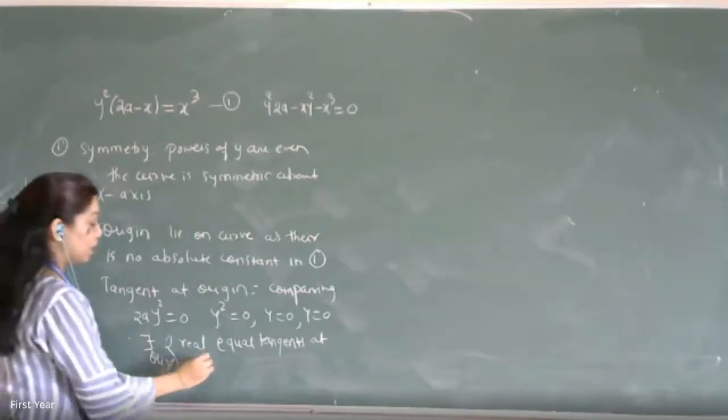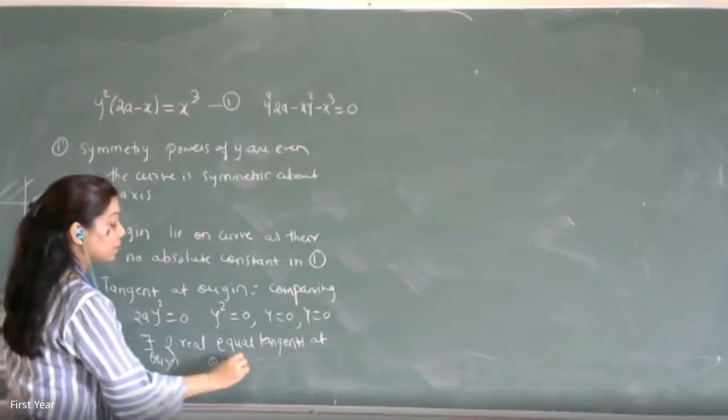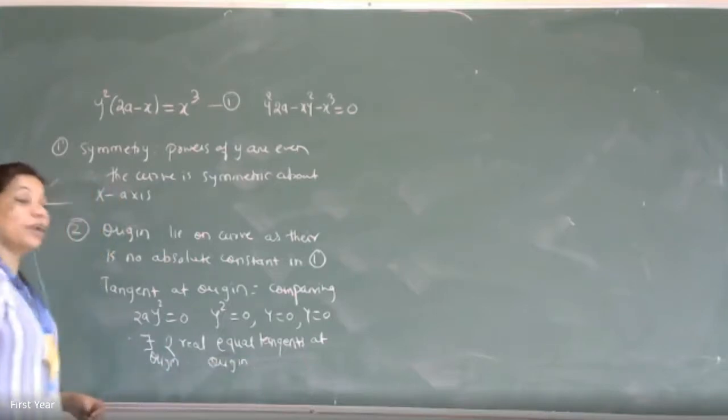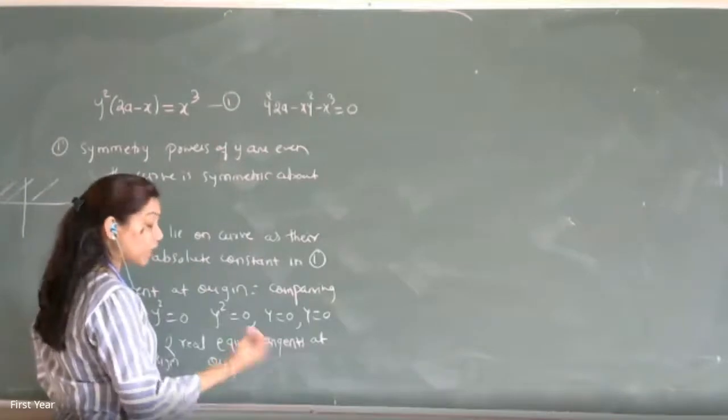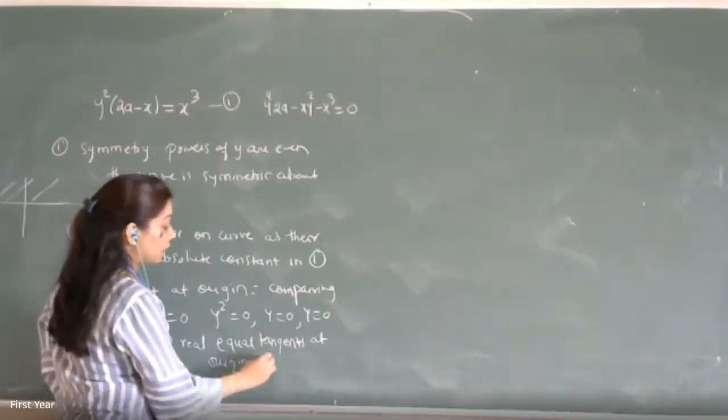So what is origin? If you get two equal tangents, what type of point is origin? It's a double point, and it is a cusp. Very good. Therefore, origin is a cusp.